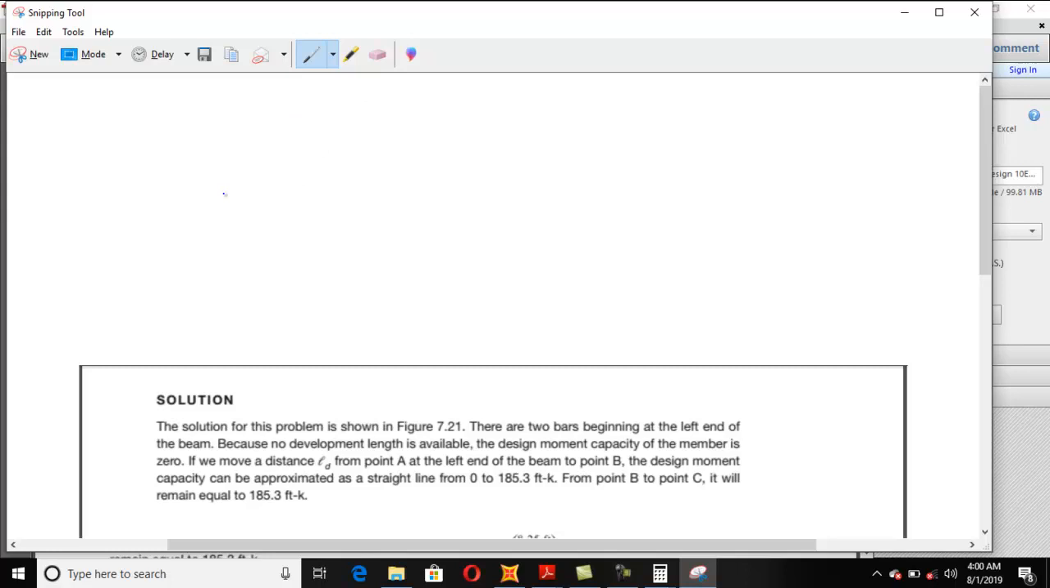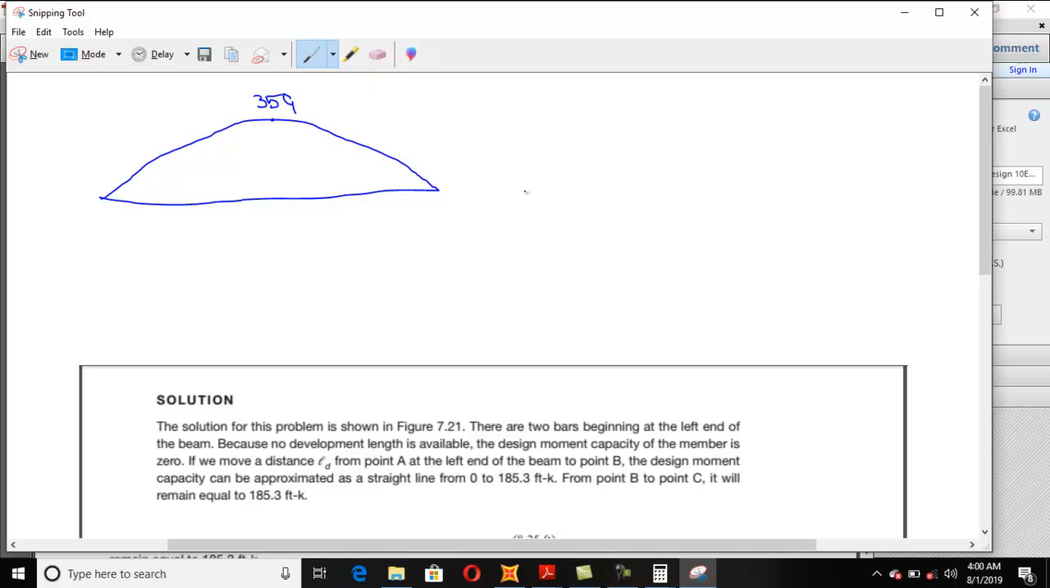Whenever we are calculating the design moment capacity, sorry, the cutoff points, we need to draw two types of moment diagrams. One moment diagram is drawn for the actual moments, which comes out to be somewhat like this. Clear? And we see that the maximum moment lies at the midspan, and that is around 359. Clear? Around 359.